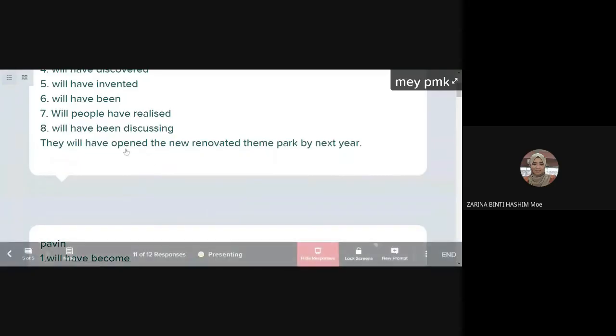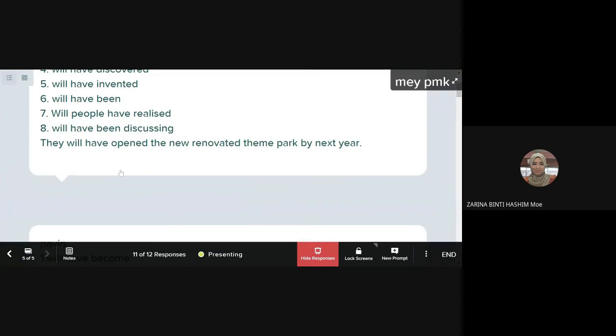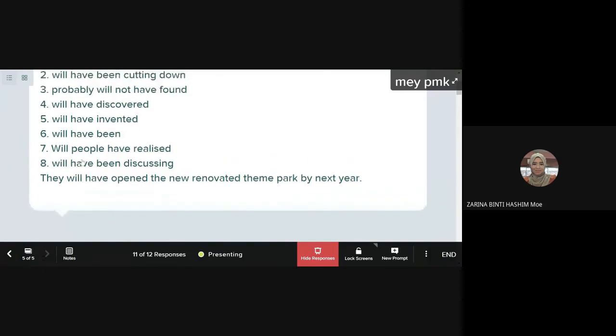Will have. Will have. And also future perfect continuous, will have been. I will show one example from your friends. This is one example about future perfect simple. By Wayan, they will have opened the new renovated theme park by next year. So this is the future perfect simple. You must have the word will, have, and open is in past participle.